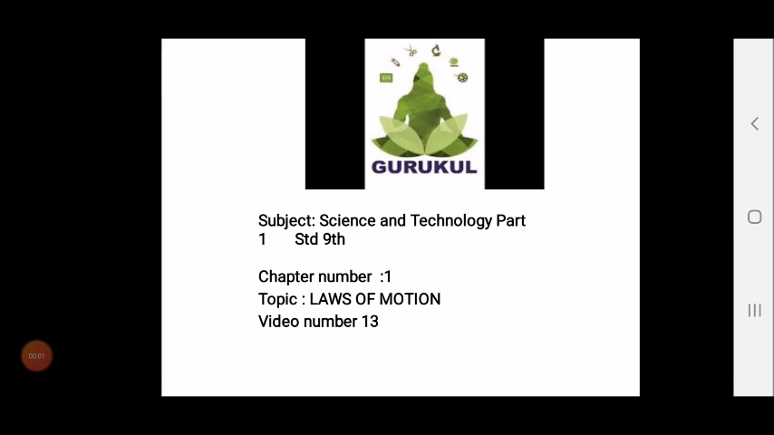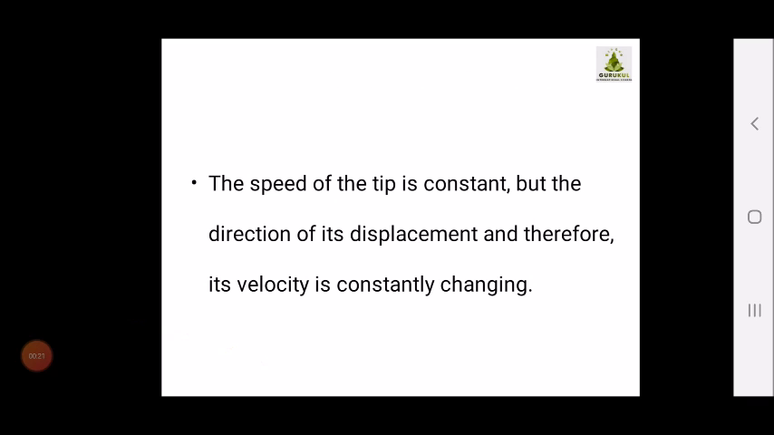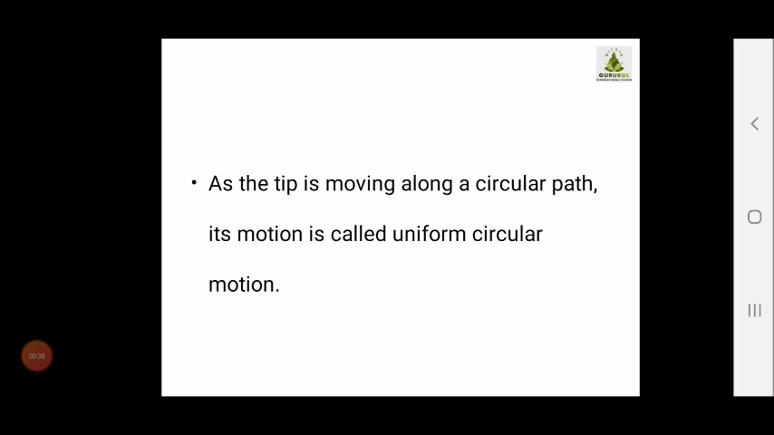Children, now we are going to proceed towards the next part. Here we are going to study about uniform circular motion. Now you have observed the second hand of a clock. What can you say about its velocity and speed? The speed of the tip is constant, but the direction of its displacement is continuously changing, and due to the change in direction there is a change in the velocity.